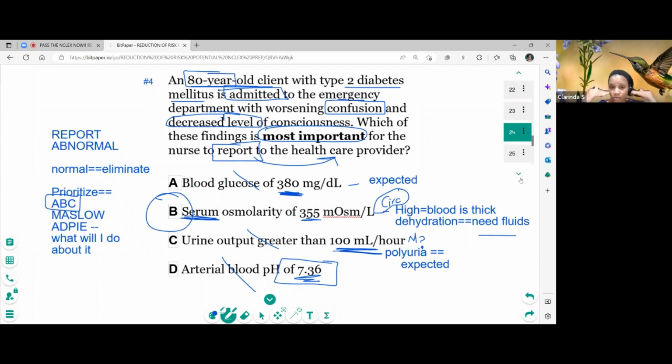So just without clinical reasoning, our first thought might be pick the glucose. The glucose is high because we're so focused on the diabetes, but prioritization leads you to what will kill him first. It's the dehydration, right? Compared to a 380 blood sugar.